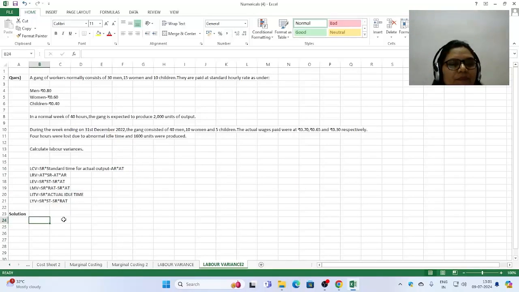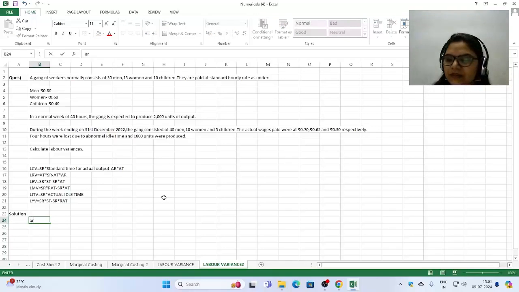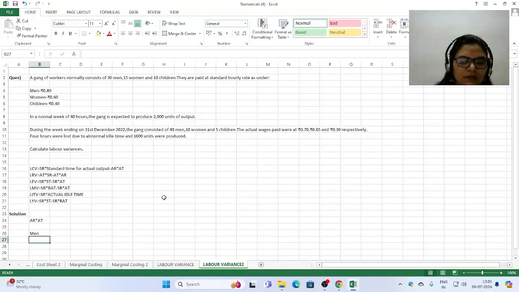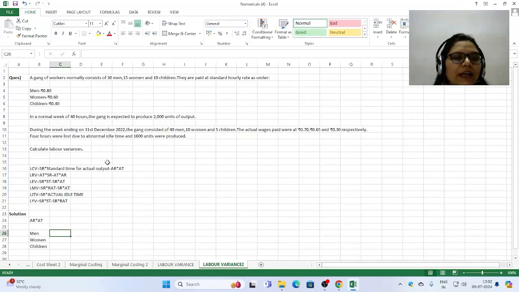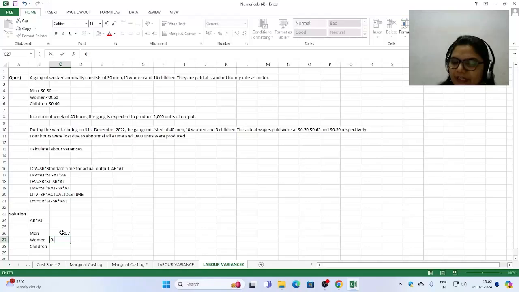Actual rate into actual time. So we will calculate actual rate into actual time, for men, women, and children. The actual rate for men, women, and children is given in the question. We will copy 0.70, 0.65, 0.30.